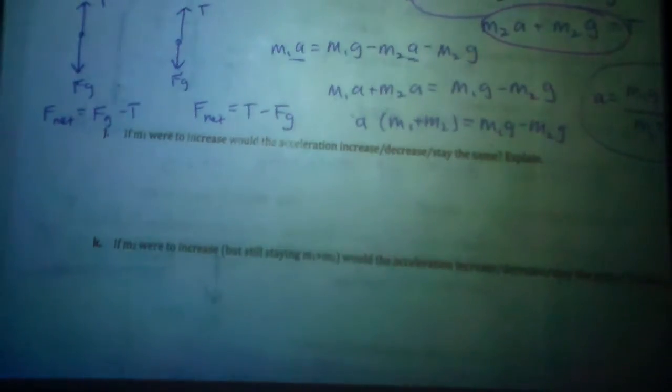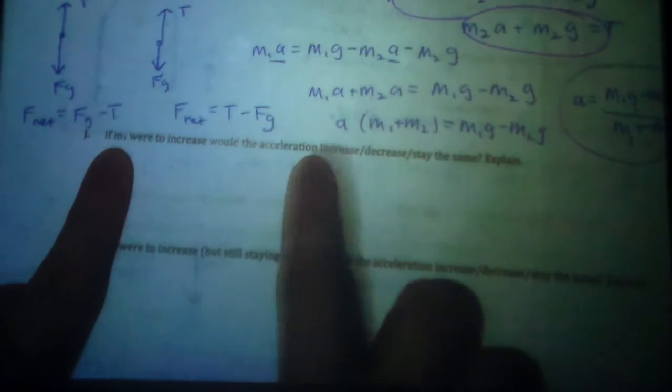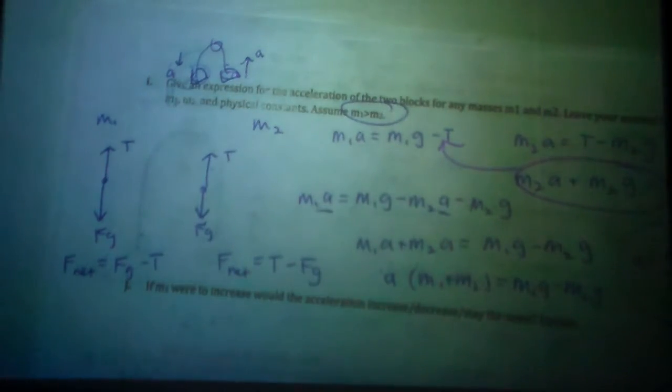Alright, in this particular case, I want you to think through. If you were to increase M1, what would happen to the acceleration? Increase, decrease, or stay the same? So this is kind of difficult to do with the equation. It's possible, but I want you to think through the setup. So if you have these two and M1 is greater than M2, if you were to increase this mass, would the acceleration be more or less or the same from before? Talk with your partner.